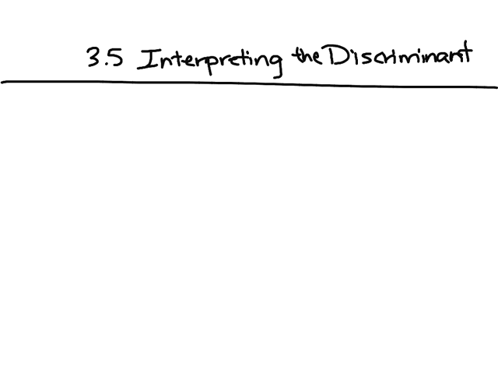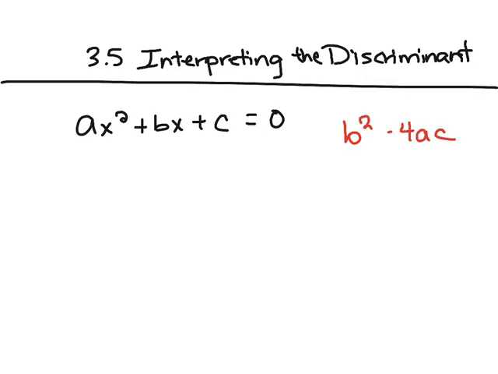The discriminant is the part of the quadratic formula that determines how many roots an equation is going to have. So if you have ax squared plus bx plus c equals 0, your discriminant is going to be b squared minus 4ac. So it's only the part of the formula underneath the radical in the quadratic formula.